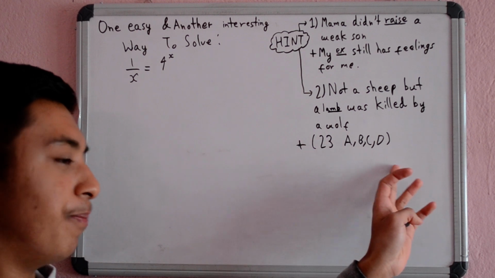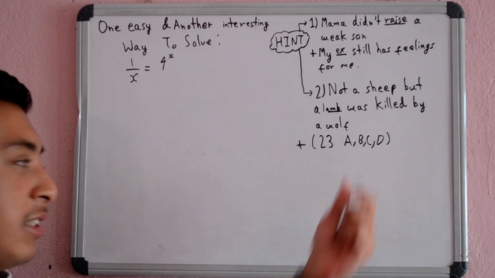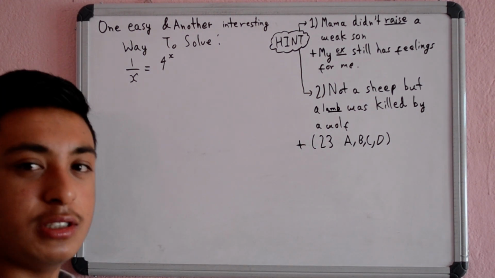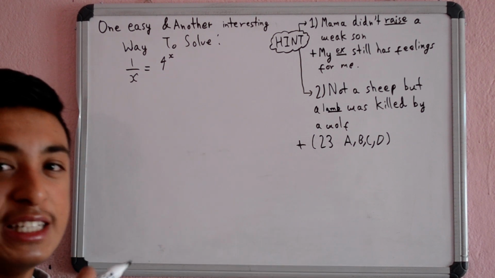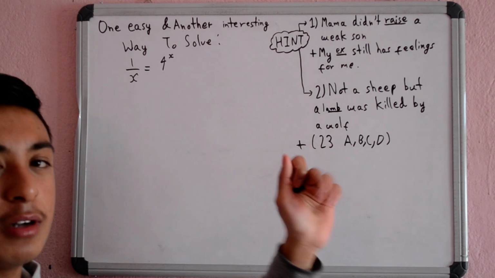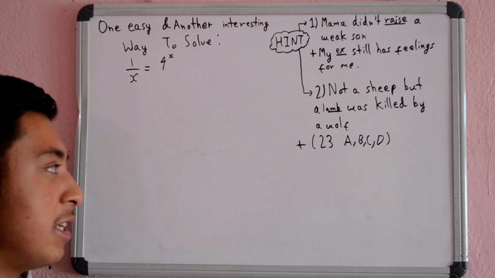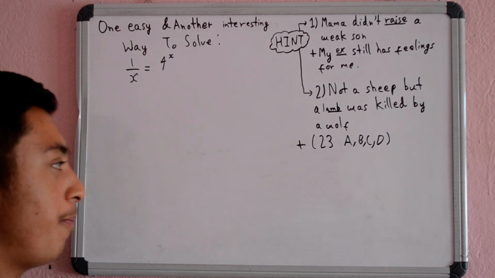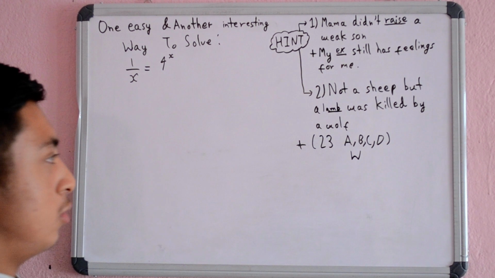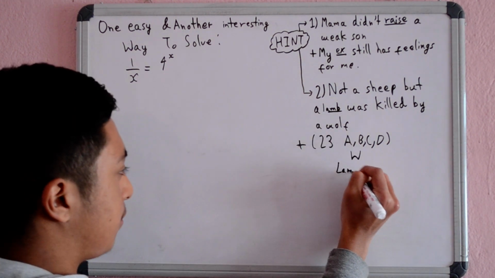23, A B C D. So what I mean by this hint, if it was not obvious, is the 23rd letter in the alphabet. A B C D E F G blah blah blah, which is W. So together you have lamb W.